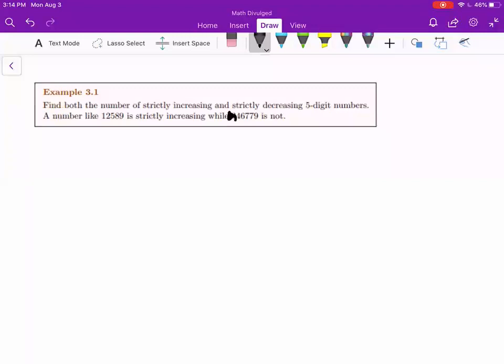Oops. Is my internet okay? I hope so. But yeah, there's 2 examples here, right?